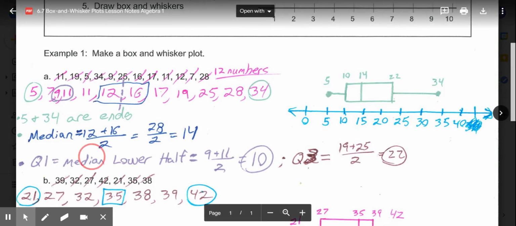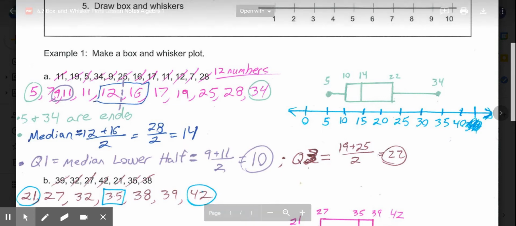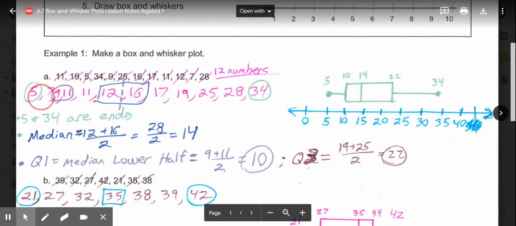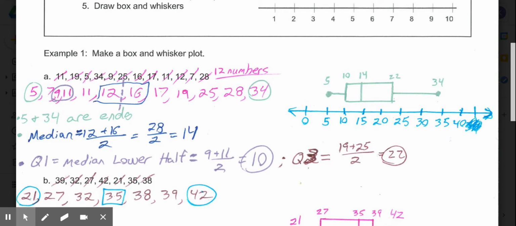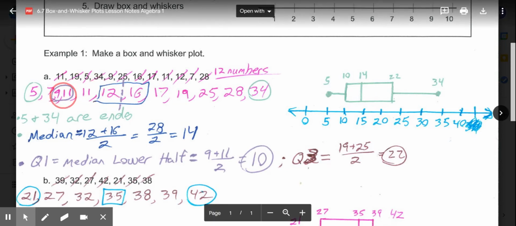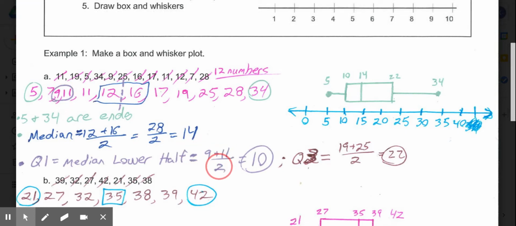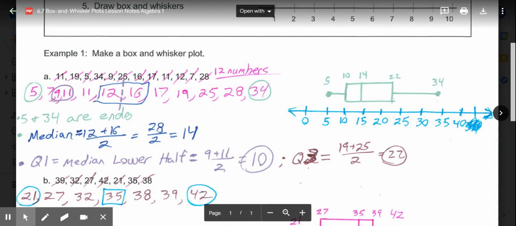Now I'm going to look at the lower half of my data. Because I split in between the 12 and 16, the 12 counts with my lower half of the data. So the lower half of data is 5, 7, 9, 11, 11, 12. 6 numbers. So the median of that lower half would be between 9 and 11. So I need to add the 9 and 11 and divide it by 2. So 20 divided by 2 is 10. So my Q1 would be 10.